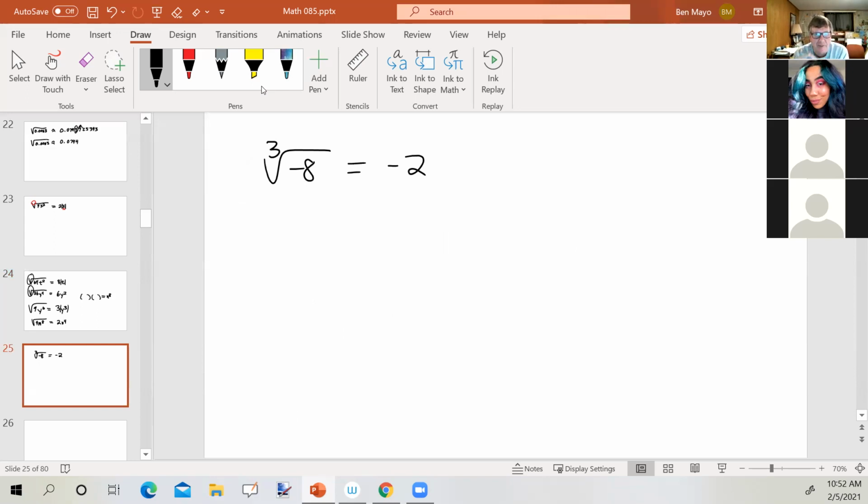And if you take an even root, you can't get a negative answer. But with an odd root, anything goes. You can take an odd root of a negative number and you can get a negative answer, because -2 times -2 times -2 is -8. So it has to do with even roots. You all right with that?